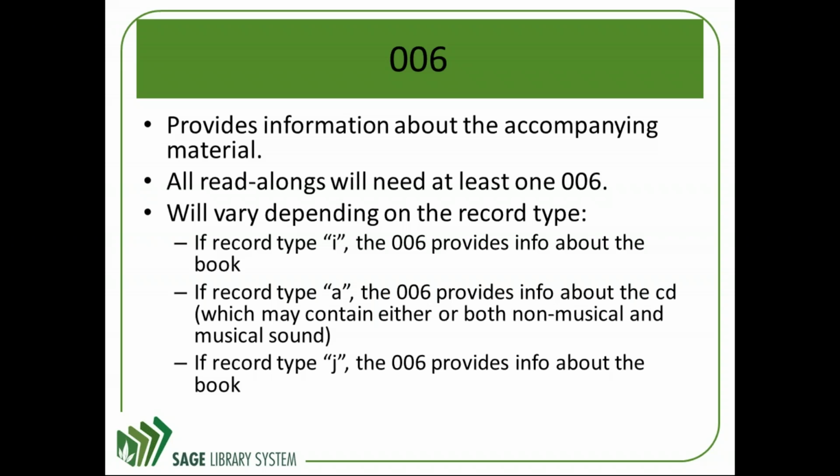If the record type is A, then the 008 will be describing the book, and the 006 will need to provide information about the CD, which may contain either musical or non-musical sound recordings, or it may have both. And in that case, you might actually need to have two 006s. It'll kind of depend on how significant the material is of each of the different kinds of sound recording. And then if it's a record type J, then the 008 is going to describe the musical sound recording, and the 006, like with the record type I, will be providing information about the book.